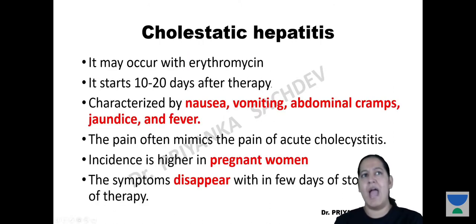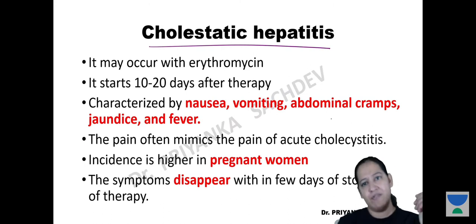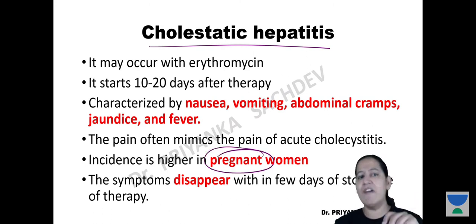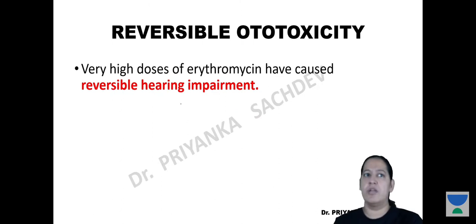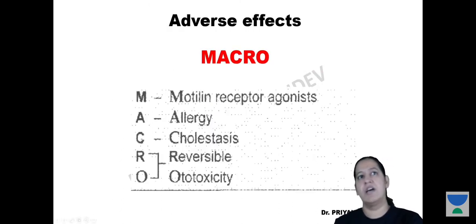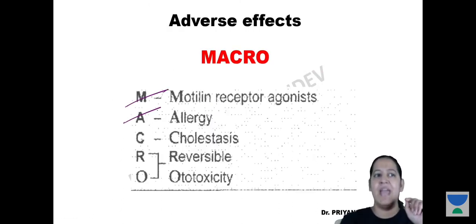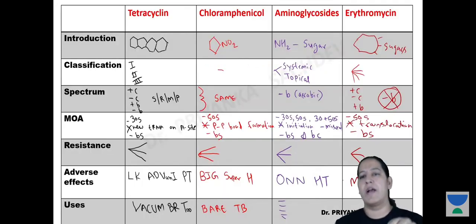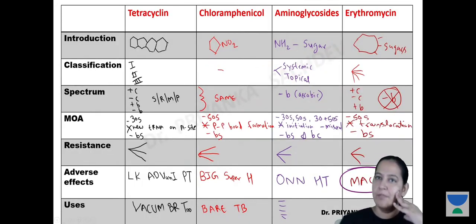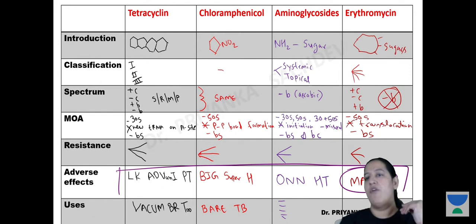Allergic is there of course. MACRO. C is cholestatic hepatitis. The patient will have jaundice, especially pregnant females, but it is reversible, it disappears after the usage. And reversible ototoxicity. So MACRO is the mnemonic. So write down MACRO, you know the full form. Compare the adverse effect mnemonic of all of them.